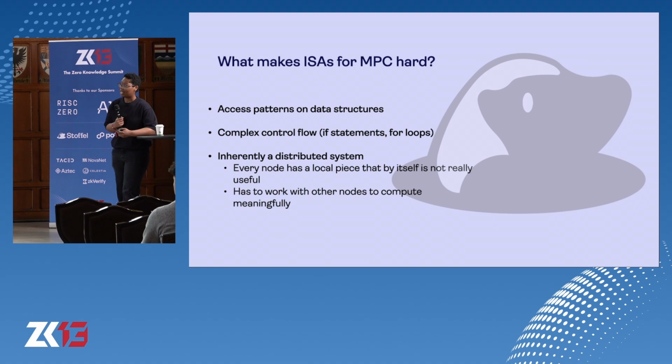So what makes an ISA designed for MPC harder? The first one is access patterns. The second one is complex control flow: if statements, loops, functions. And the last one is that you're inherently in a distributed system. You're no longer on just one machine. So I'll go into more detail.